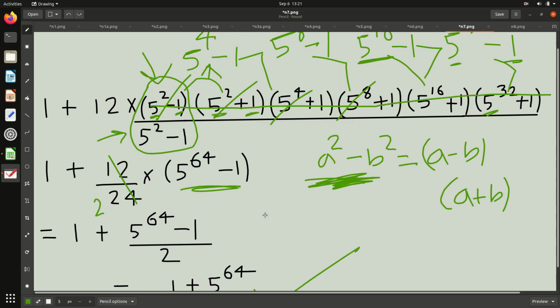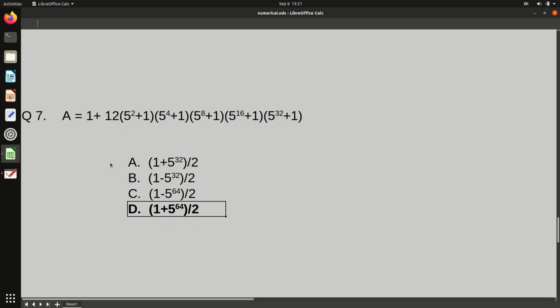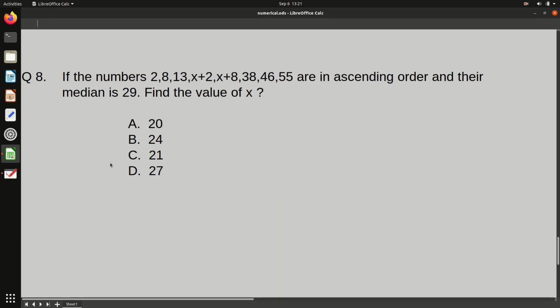So this was the next question. Now let us move to the last question of this video. So pause the video and try. In this case, basically we have to find the median. So 8 numbers have been given and we have to find the median. The median is already given, and we have to find the value of x.